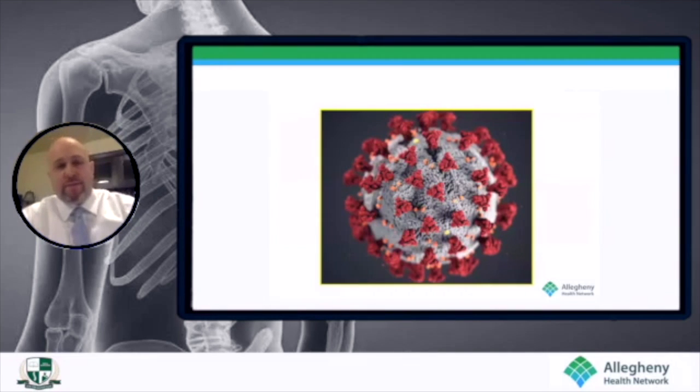I know it's affected everyone's life in the last year, but there's been a need for beds. And COVID has really ramped up the need for us to get patients in and out of the hospital so that we do have beds available. So in the spine surgery realm in our institution, we have been trying to do anything and everything we can to help get patients out of the hospital.